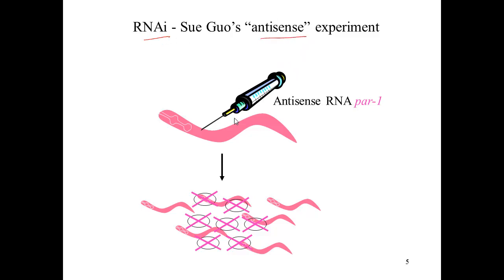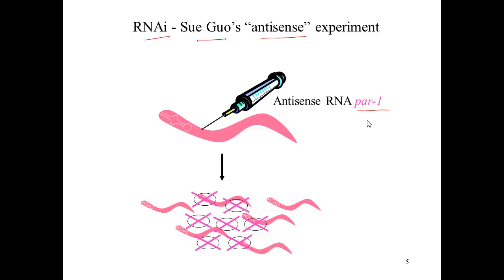Now, this is C. elegans. This is a worm that's about 1 millimeter long. You can just barely see it with your eye, but it's studied greatly in biology. And Su Guo wanted to knock down a gene called PAR1 and study the effects. How did the worms behave when this protein wasn't being made?